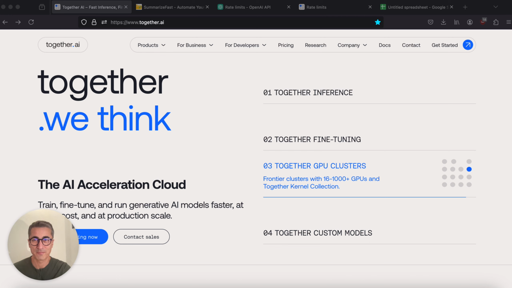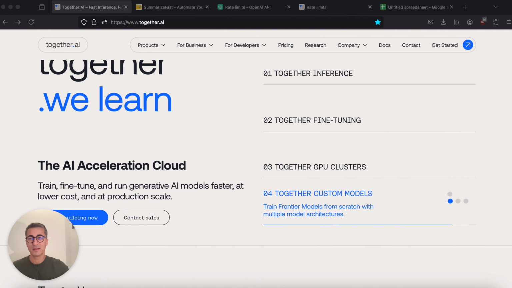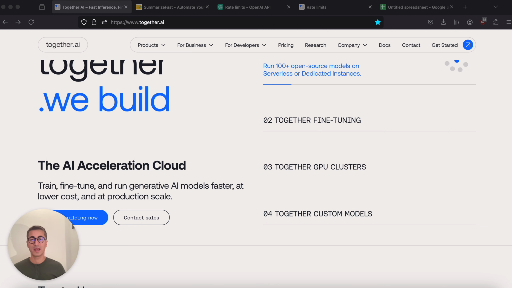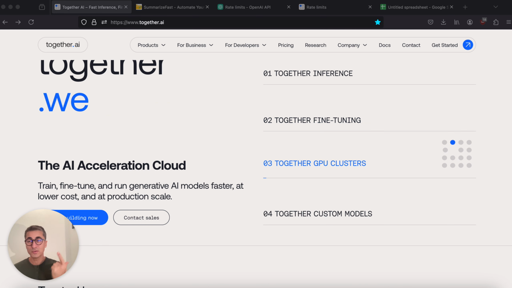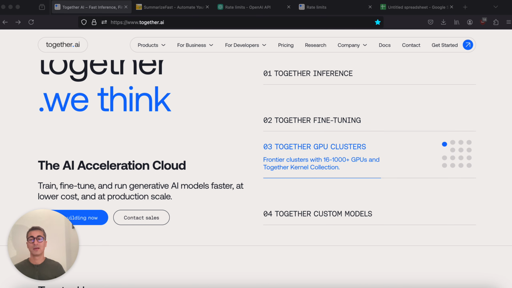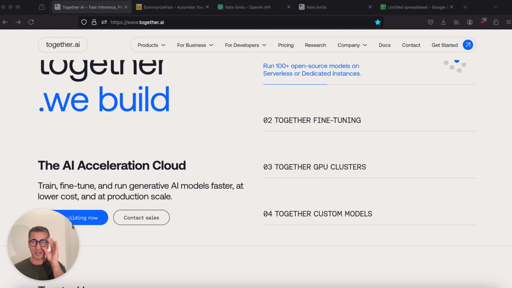In case you are not familiar with TogetherAI yet, let me introduce you to what TogetherAI is doing. Here's the landing page of TogetherAI. And very shortly, they're saying that you can train, fine-tune, and run generative AI models faster, at lower cost, and at production scale. Okay, this is going to be cheaper to use, and I can also use their services in a commercial product. So initially, I decided to use their service in my product, but I still ended up using OpenAI at the end. And here in this video, I'm going to explain why.